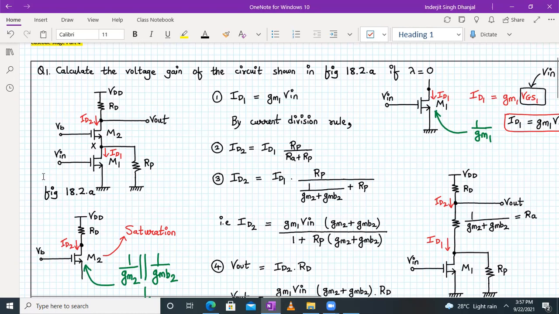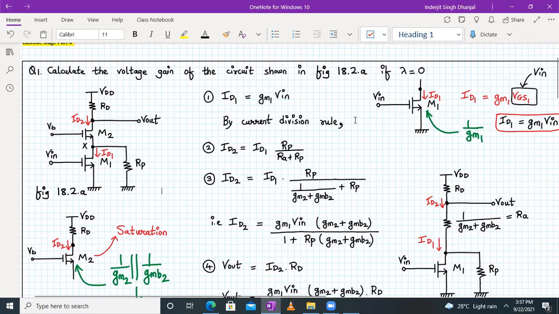So we will not follow the traditional approach of drawing the small signal model and then deriving the formula. It's a lengthy process. Rather than that, we will use our gain by inspection technique, or we will simplify as much as possible. So let us divide that into two parts. First we'll analyze M1 and then we'll analyze M2, right?